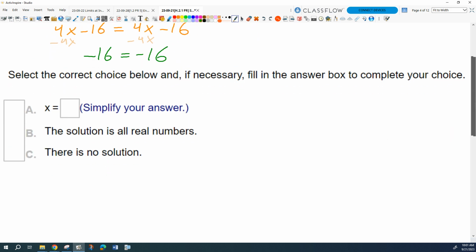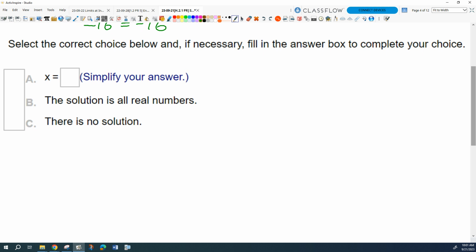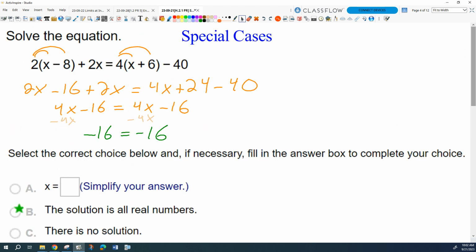So what would our choice be then? If we go down, this is the way the question will look on your homework. We've got to select the correct row. Well, which one's it going to be? It's going to be B, isn't it? Yeah. Okay, that's it. There is no x value, all real numbers. There's no specific x value.